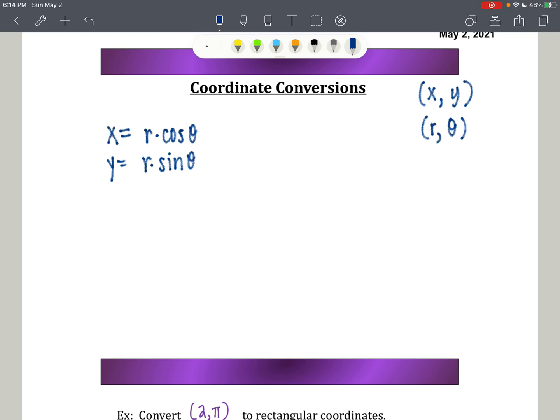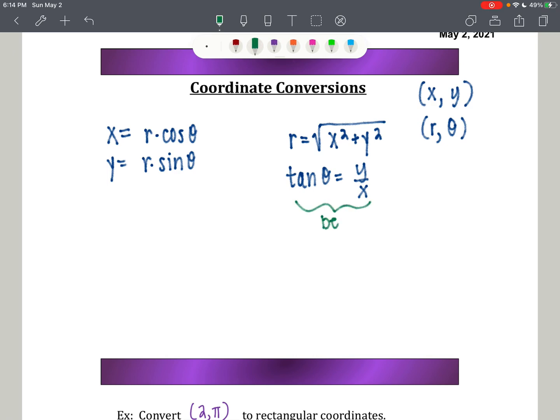And if I have the x and y values, and I need to find the r and theta values, r is equal to the square root of x squared plus y squared. And remember that the tangent of theta is equal to y over x. Just be very careful here that you are being mindful of the quadrant. Be mindful of the quadrant.